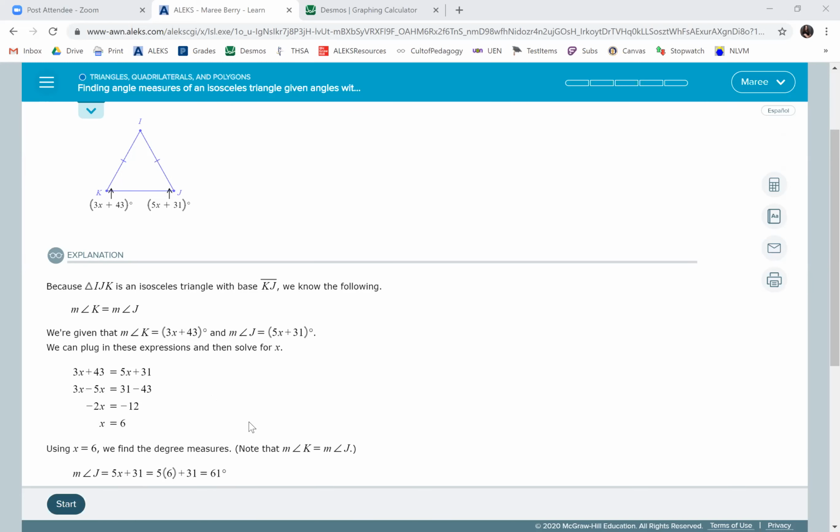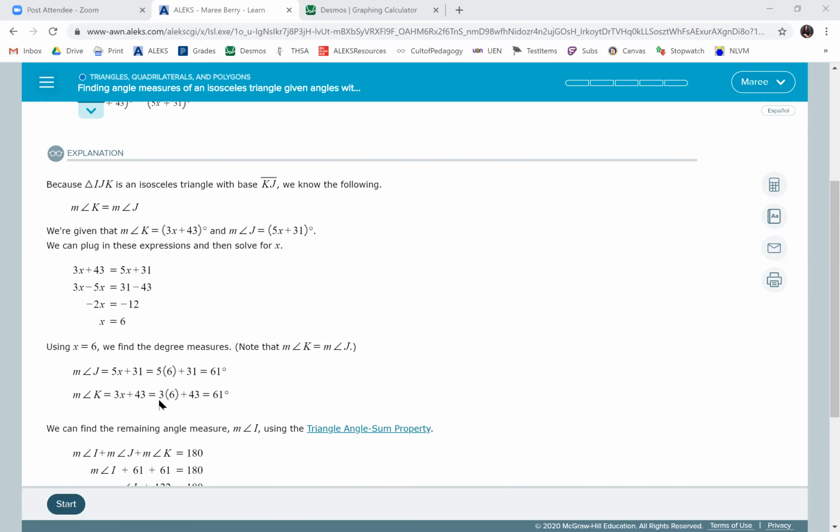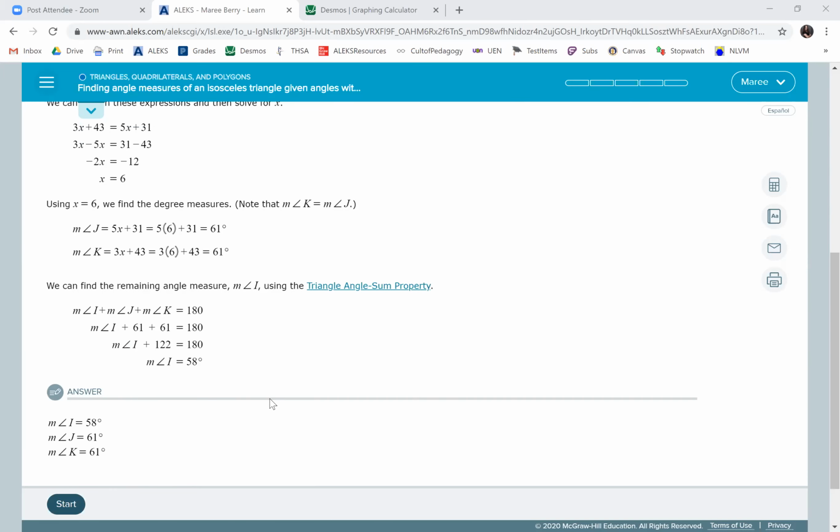So we set them equal to each other, solve for x. Now the question is, what was the question? Oh, find the degree measure. Because they're equal to each other, we just have to go back in and plug in x. And you don't have to do both of them. I mean, you can, and it would really be a good check.